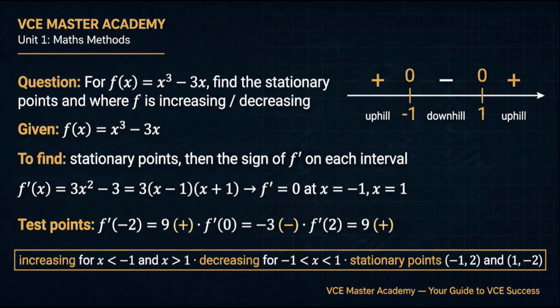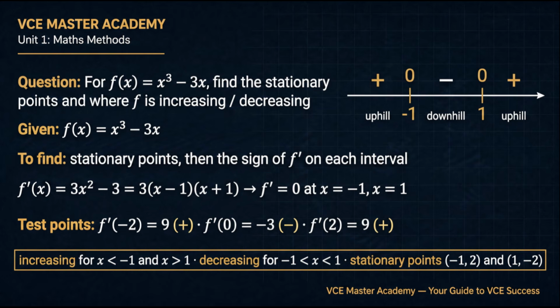Now a cubic, and it's the very curve from our picture 2 boards ago. This time, we prove what the picture claimed. f of x is x cubed minus 3x. The plan for every question like this. Find the flat spots first, because they're the borders. Then, test the sign of the derivative between the borders. Differentiate. 3x squared minus 3. Take out the common 3, and factorize the difference of squares. 3 times x minus 1 times x plus 1. That's 0 at x equals -1 and x equals 1.